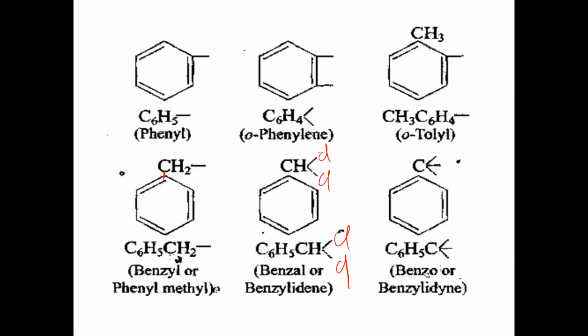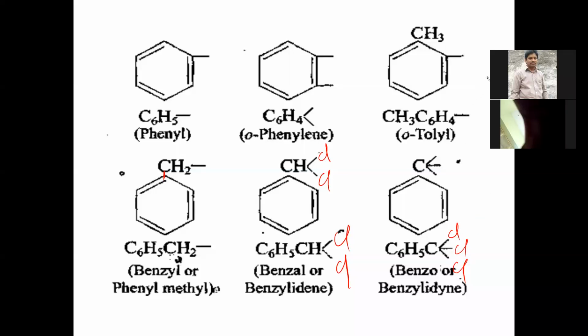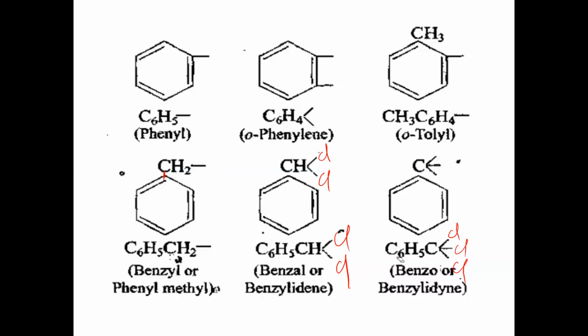Next, benzochloride. What do we say benzochloride means? Cl3 we take here, so three bonds are there on the carbon. So C6H5 bond CCl3 is called benzochloride. So this way, benzyl chloride, benzol chloride, benzochloride. These are all things we should not confuse.